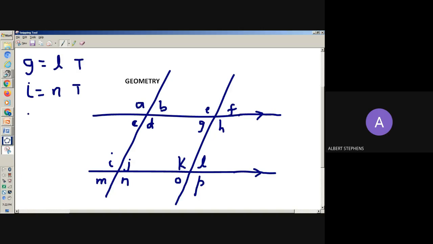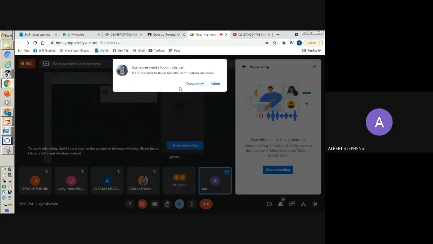Next question now. Is E equal to O? No, sir. It's false. E is actually equal to what? K. Right. So they don't correspond.